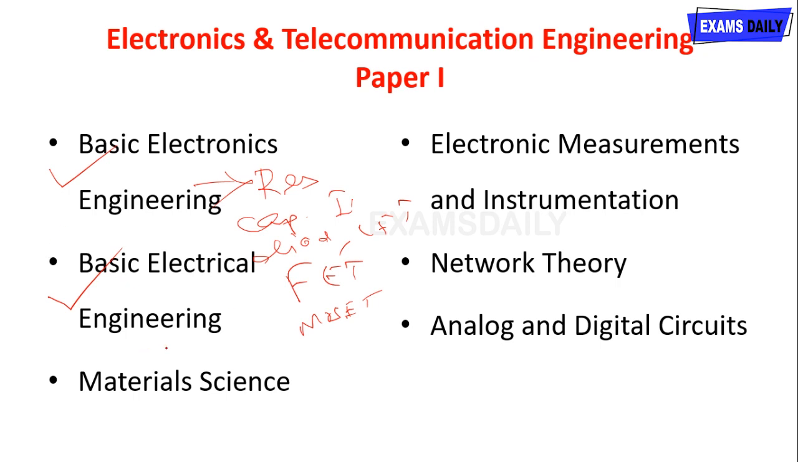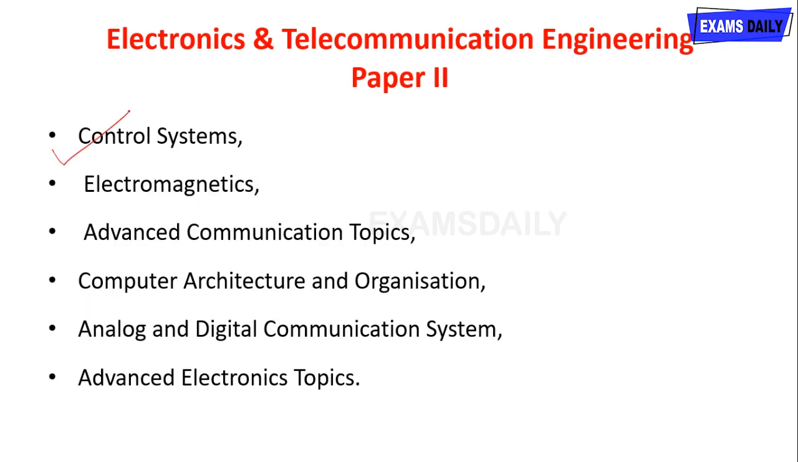And then basic electrical engineering and material science, electronic measurements and instrumentation, network theory, and analog and digital circuits. And this is for paper 1. And for paper 2: control systems, electromagnetics, advanced communication topics, computer architecture and organization, analog and digital communication system, and then advanced electronics topics. And this is for paper 2 examination. And these are the syllabus for civil, mechanical, electrical and electronics and communication engineering subjects.